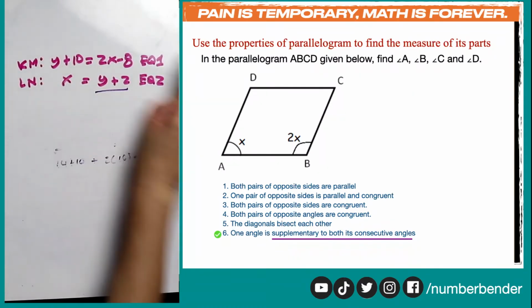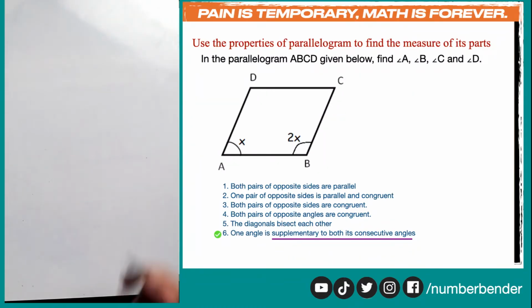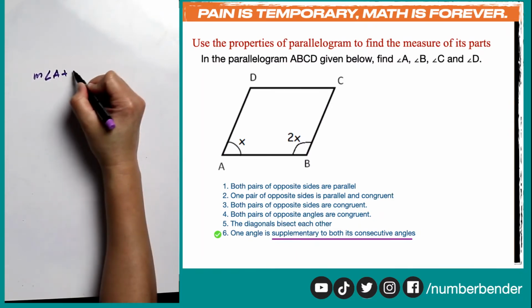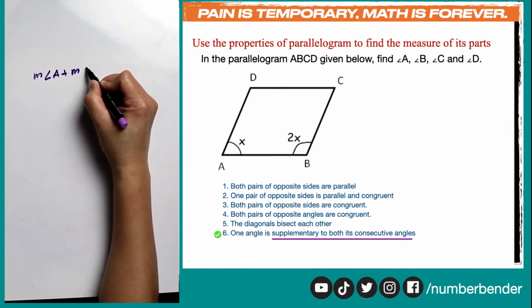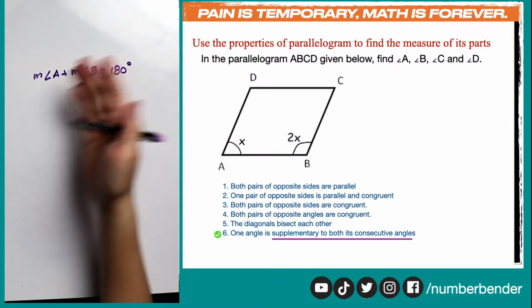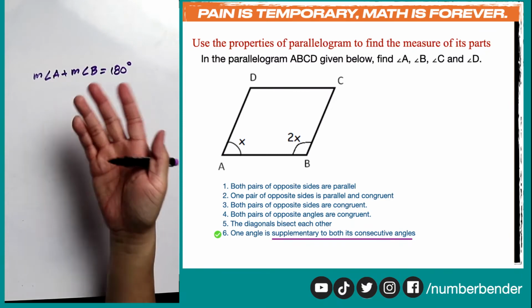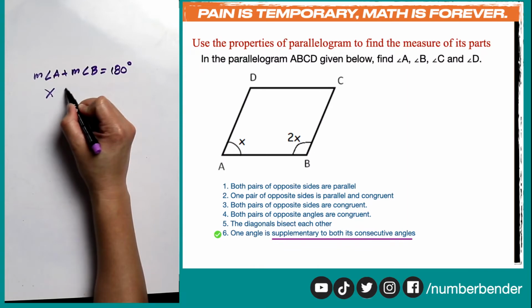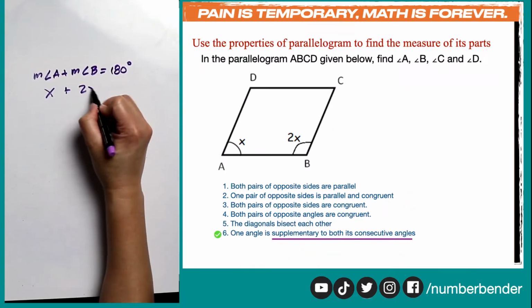B. So with this, we know that the measurement of angle A, if we add it to the measurement of angle B, will equal 180 degrees because they are consecutive in a parallelogram. And the measurement of A happens to be x, and the measurement of B happens to be 2x.